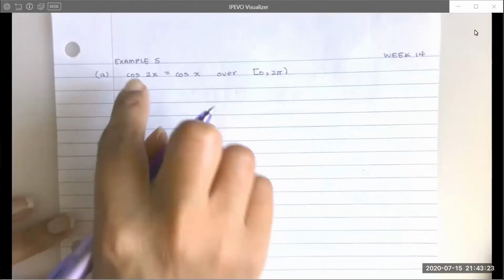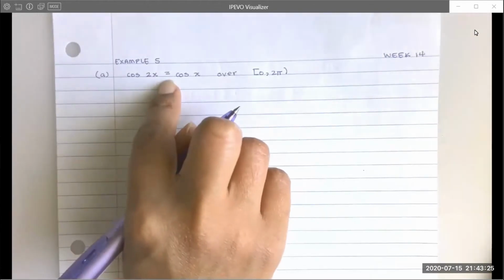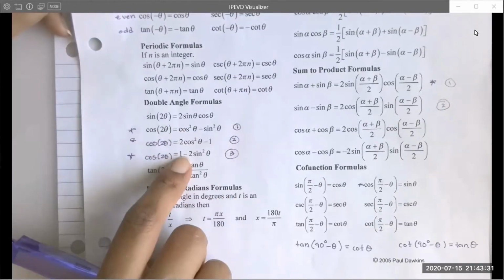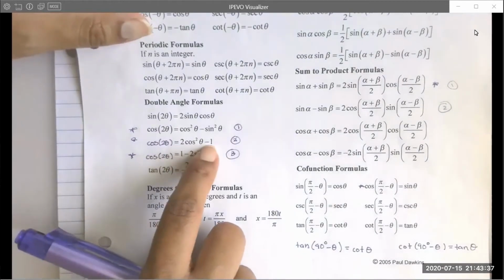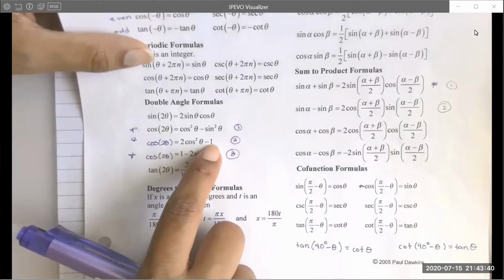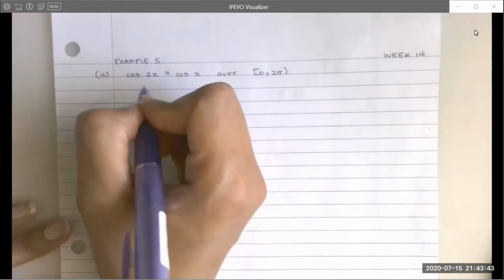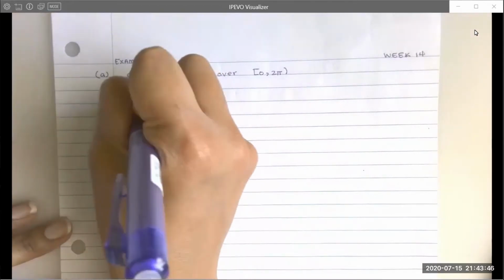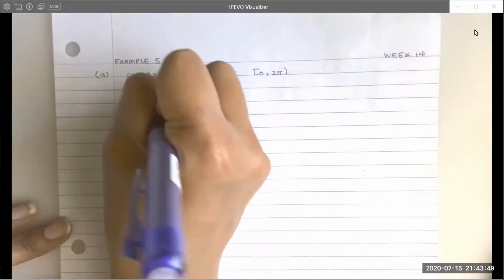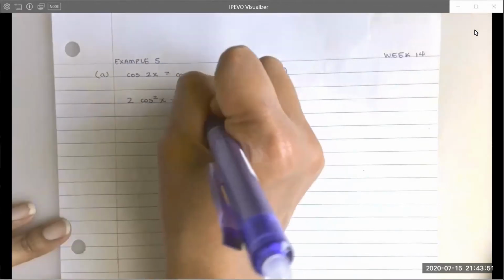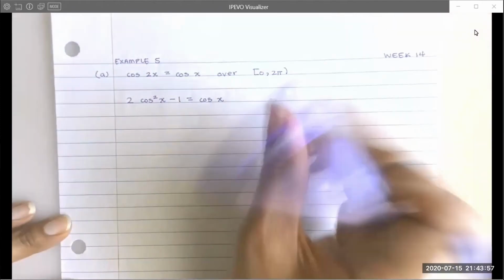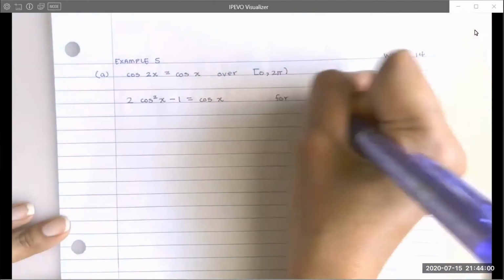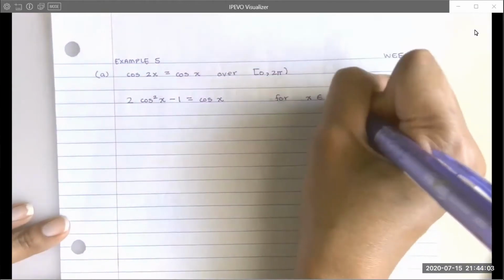Okay? So this cosine 2x looks like a double angle formula. In fact, I have these three options for what I can replace it by. I'm going to go ahead and replace it by this 2 cosine squared x minus 1, because I want to have the same trig function at all times, just to make it simple for myself. So I'm going to replace it with 2 cosine squared x minus 1 is equal to cosine x. And this is still for x being in the range of 0 to 2 pi. So I'm just going to write that explicitly for x being in the range of 0 to 2 pi.